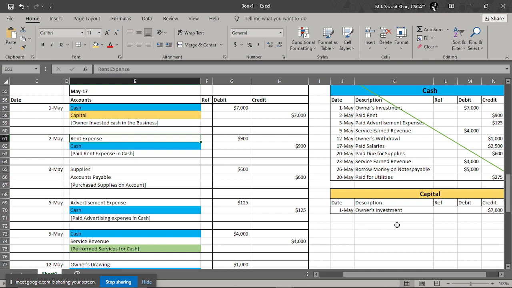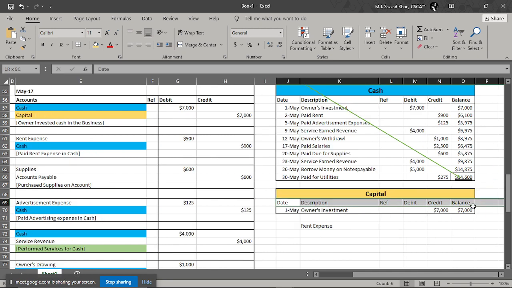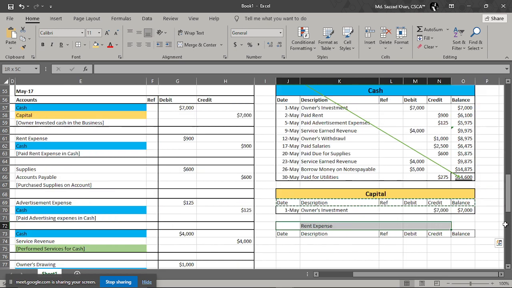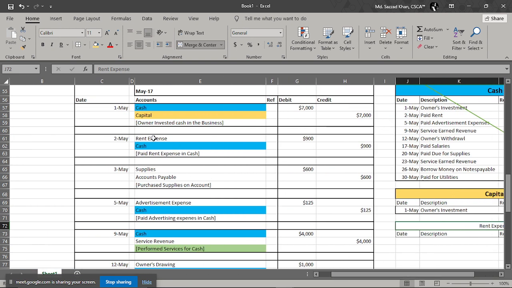So we write down rent expense account. Okay. And we take this format again. Write it down in here. When did the rent expense occur? On May 2nd. We write May 2nd.